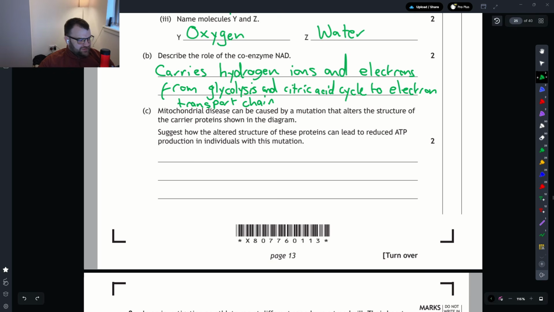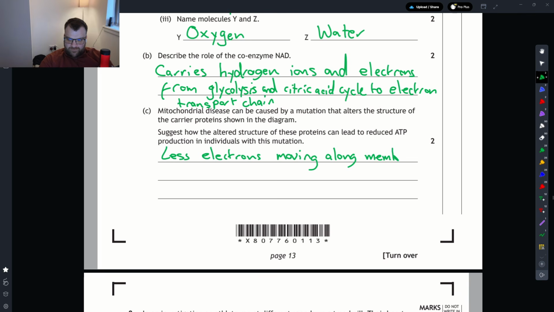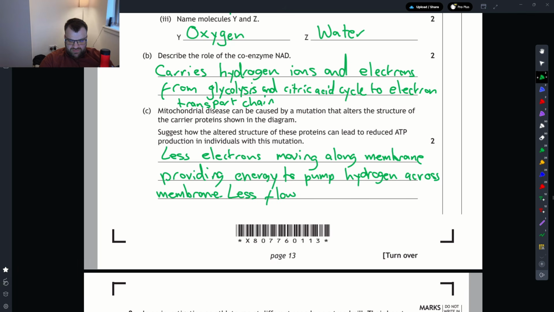For that, how much do I need to say for 2 marks? Let's go for less electrons moving along the membrane, providing energy to pump hydrogen across. Less flow of hydrogen through ATP synthase, therefore less ATP made.